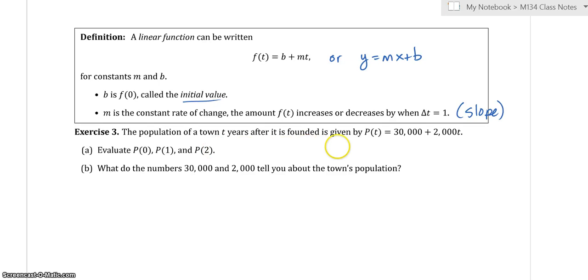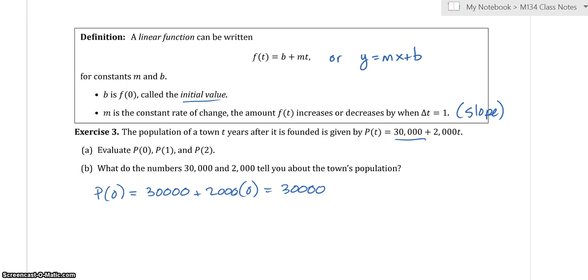So if we look at here, let's look at p of 0 just to see this definition here. If I plug in p of 0, we get 30,000. We get 30,000 because I'm going to plug in 0 right there, and that would be times 0, which is just 30,000. That is the b, right? F of 0 is called the initial value. This is the initial value.